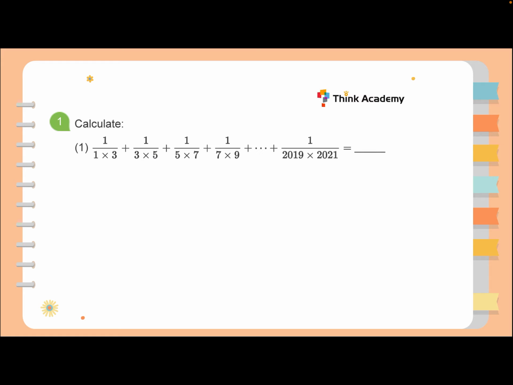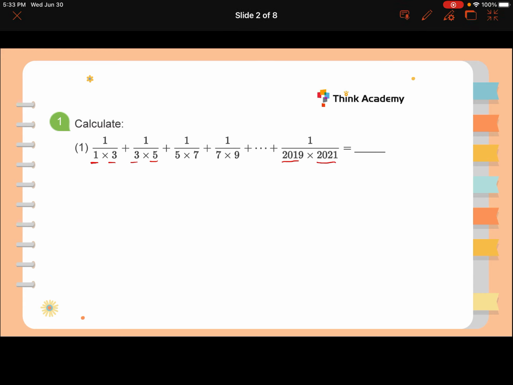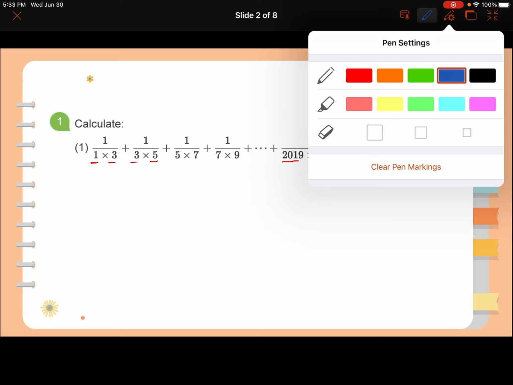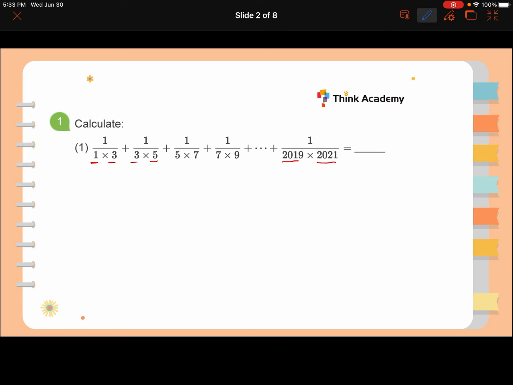easy to solve. So in the first term, we have 1 multiplied by 3 in the denominator. And in the second term, we have 3 multiplied by 5 in the denominator. And it goes on to the last term, where we have 2019 and 2021 in the denominator. Do you notice any patterns? Well, the first pattern is that the difference between the two numbers is always 2.